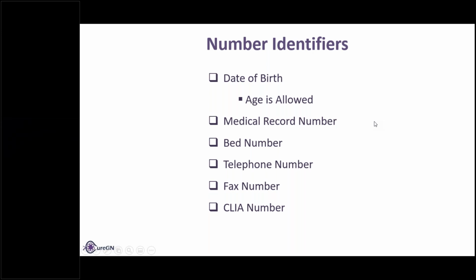And then also the number identifiers such as date of birth. You can leave the age in there, and we want you to leave the age in. So if it's a 27-year-old, leave that part in, but remove the birth date. Medical record numbers, bed numbers, telephone number, fax, CLIA, all those numbers. Any numbers that could possibly identify, please remove. If you leave on an ICD-10 code, that's okay. But just as your own reference, any number that's not associated with a count of how many things are in the image itself, make sure you remove those.